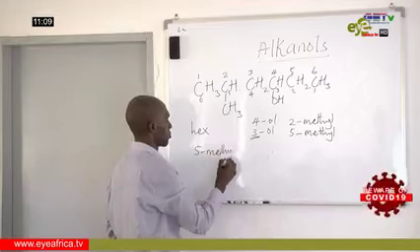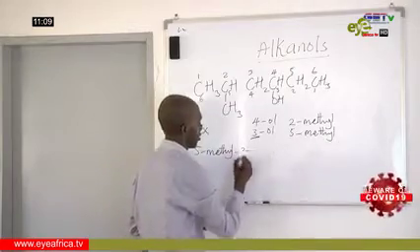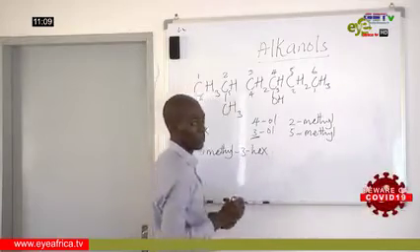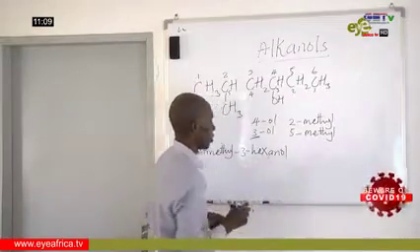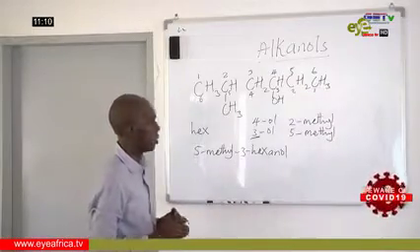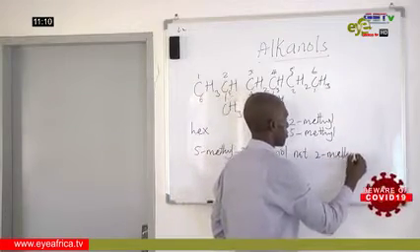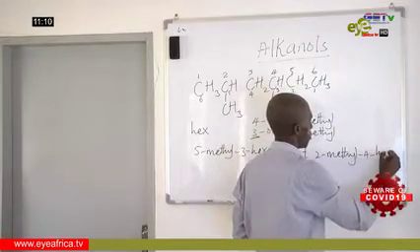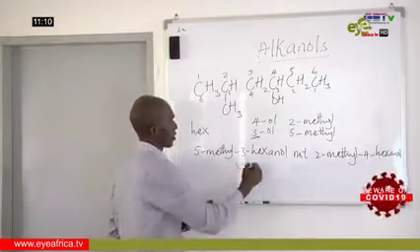5-methyl. That is, the methyl group is on carbon number 5, and then 3, which is the position of the functional group, hex, which is the prefix for 6 carbons, and then we add the OL suffix. Okay. So we name this as 5-methyl 3-hexanol, but not 2-methyl 4-hexanol. Okay. This is correct, but this one is wrong.